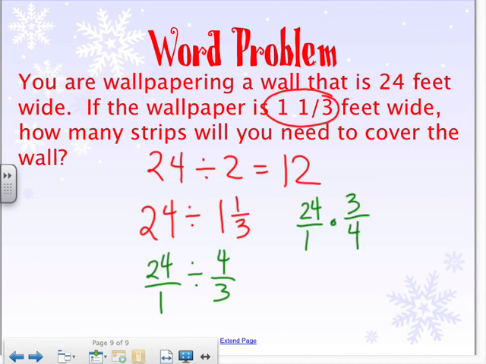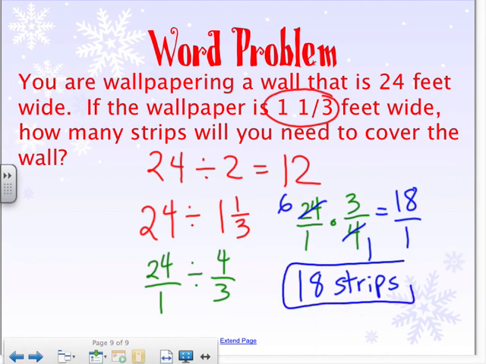I look to simplify. 4 goes into 24 6 times. And I multiply and get 18 over 1 or 18 strips of wallpaper. Just remember, over 1 is just a whole number. So 18 strips of wallpaper is what I need.